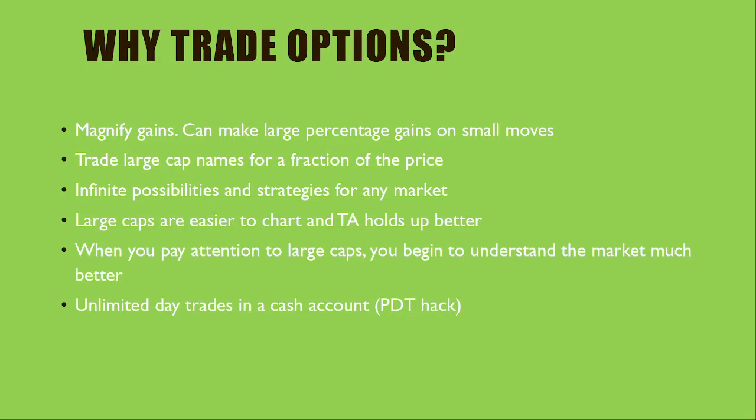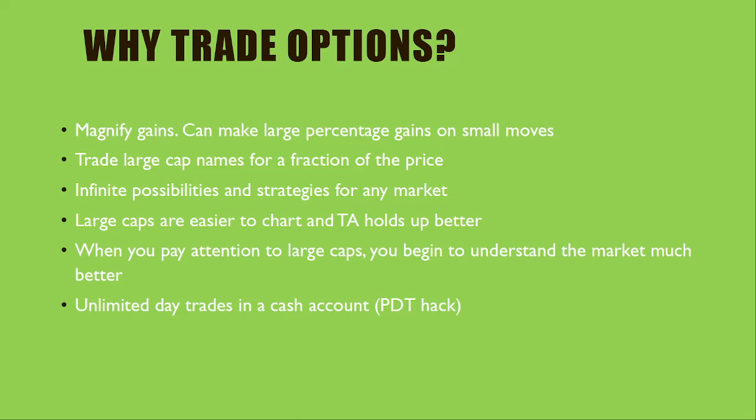So why trade options in the first place? Well, we can magnify our gains, and we can make large percentage gains on small moves. We can trade large cap names for a fraction of the price. We can trade Tesla, Amazon, Google, Apple, for just a fraction of the cost that it would be to trade shares. And with options trading, there are infinite possibilities and strategies for any kind of market. Large caps are also easier to chart, and the technical analysis holds up much better than shit coins or penny stocks. And when you pay attention to large caps, you begin to understand the market much better, how it ebbs and flows, the giant web of it all.